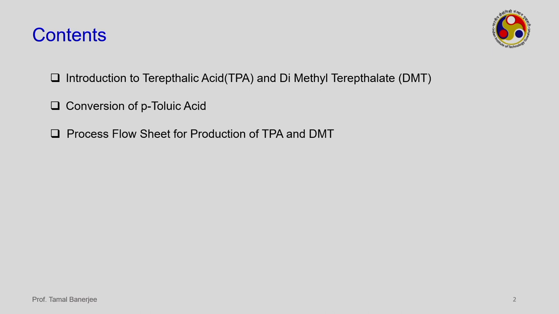So, the principal step for both these precursors is the conversion of toluene. Toluene is the starting material, and the conversion of toluene to paratoluic acid is the critical step. After that we convert them to acid and then ester. So, if we first study this conversion to toluic acid, then we will be able to understand how the end products, DMT and TPA, are formed. Then we will look at the process flow sheet for the production of TPA and DMT in the later stages.